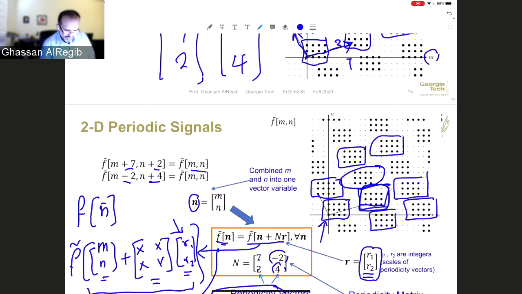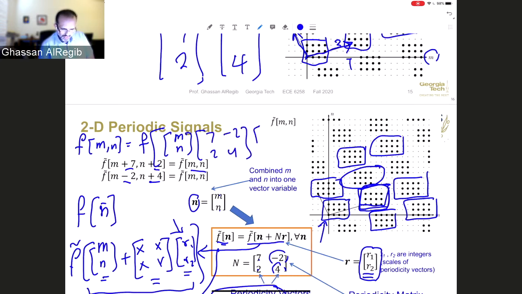So I could write F of M and N, right? Or I just want to say this is equal to M, N, and then I have 7, 2, negative 2, and 4. And then I have my R1, R2. This is only a two-dimensional vector, basically. This is the notation, I'm just compacting. Instead of being lazy to write M and N, I'm writing N as a vector. But the N vector is only M and N.